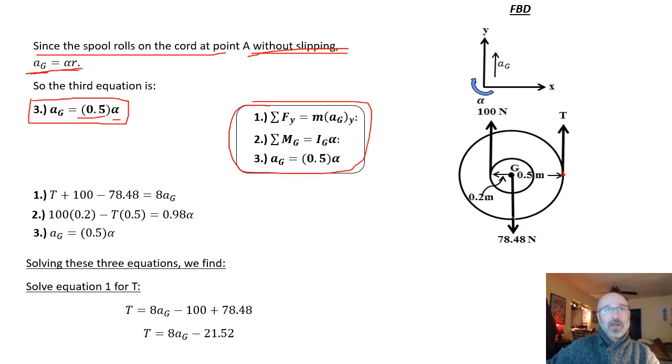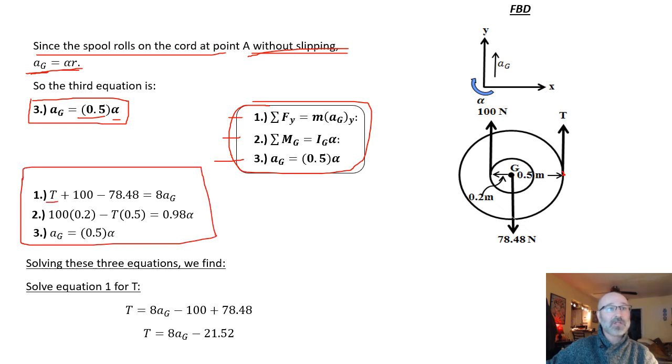So from our three equations initially, our summation of forces, our summation of moments, and now this third relationship for rolling without slipping, we now have these three equations and three unknowns. Our three unknowns are our tension force, our a sub g, and our alpha. Three equations, three unknowns. We can solve these simultaneously. We could do this by hand. We could plug this into MATLAB. We could even do it in Excel.